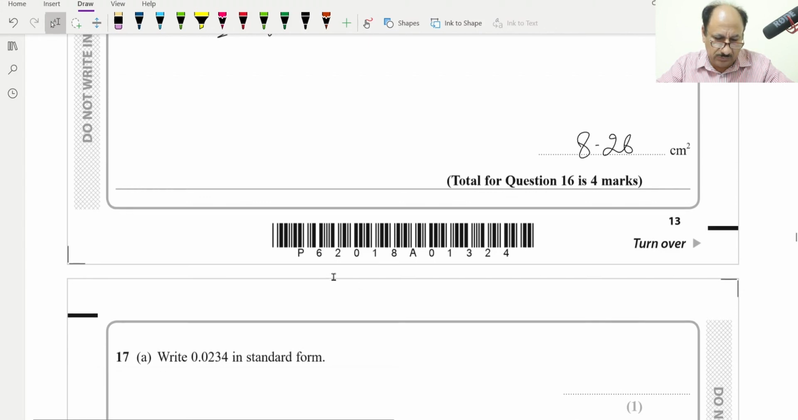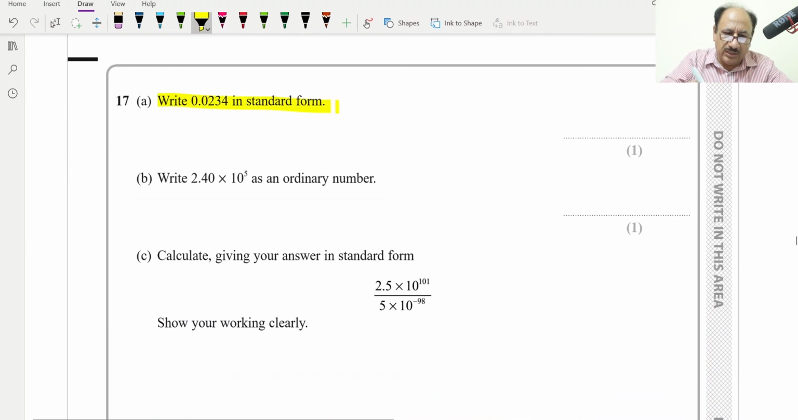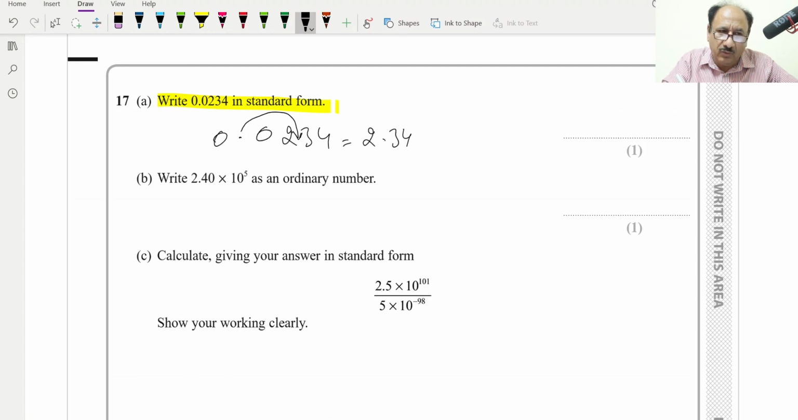Now this question number 17 is so easy. We have to just write in standard form. For a 1 mark question, no explanation is required, but I'm explaining for you. So 0.0234, we have to shift this decimal in between this 2 and 3, the first non-zero number, so it will be taking 2 jumps to the right, so it will be 2.34 into 10 raised to the power minus 2, because it is moving to the right. So if we are moving the decimal to the right, it will be 10 raised to power minus. If we are moving to the left, it will be 10 raised to power plus.